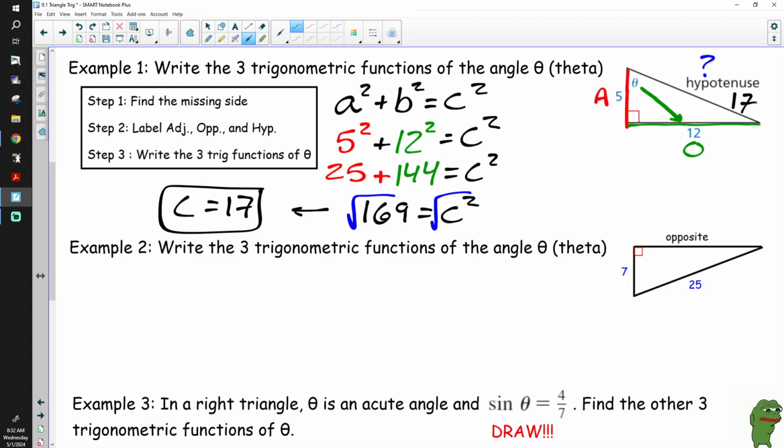And now it is time to set up all three of our trig functions. I need to set up sine, I need to set up cosine, and I need to set up tangent. Okay, we're going to write our trig ratios. So let us start with sine.